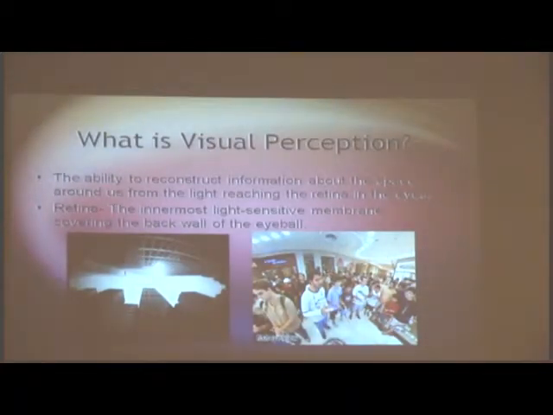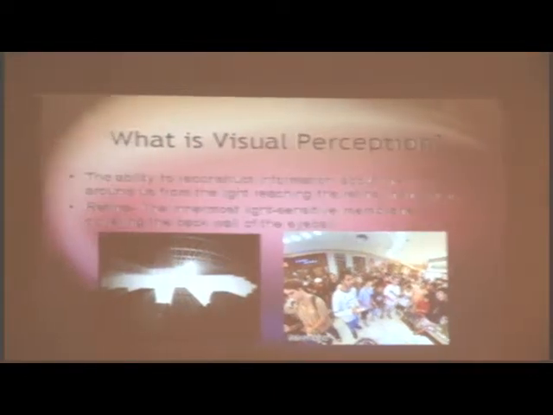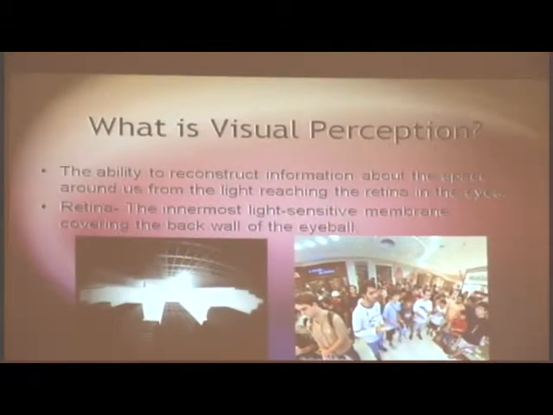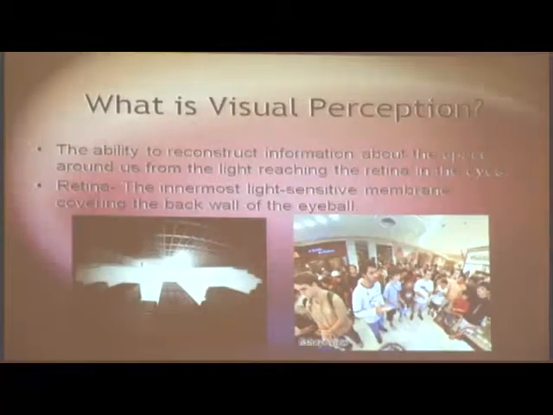What is visual perception? Visual perception is the ability to reconstruct information about the space around us from the light reaching the retina and the eyes. The retina is the innermost light-sensitive membrane covering the back wall of the eyeball.